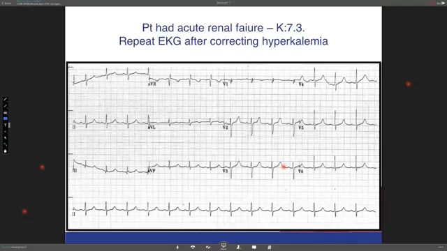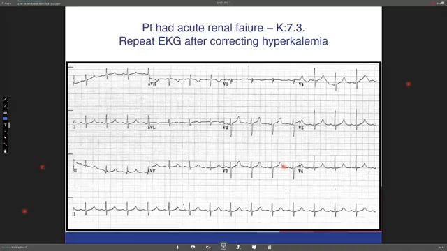Repeat EKG is completely, perfectly normal, or most of it, as you can see here. So the changes we've seen earlier resolved after fixing potassium. So this was not the most classical case of hyperkalemia-related EKG changes. That's why I thought we'd use it as an opportunity to discuss the effect of potassium on the EKG.